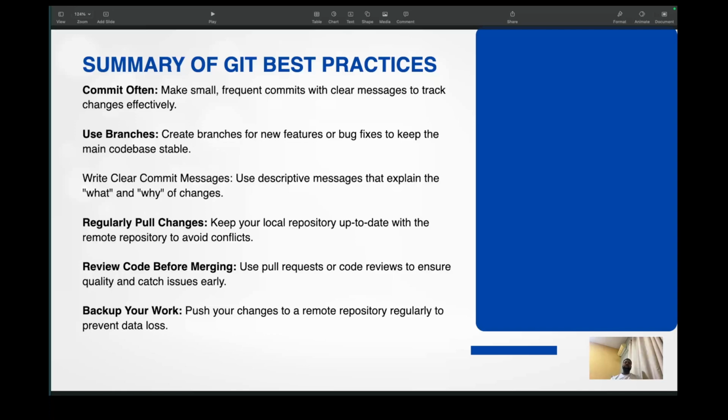Also ensure that you write clear messages. Use descriptive messages that explain what and why the changes were made. Regularly pull changes. It is key that you don't just open your laptop to write code, but make sure that once you open your VS Code and you are working on a team project, you always make a pull. You have to pull changes that were committed by previous developers so that you have those changes on your local branch.